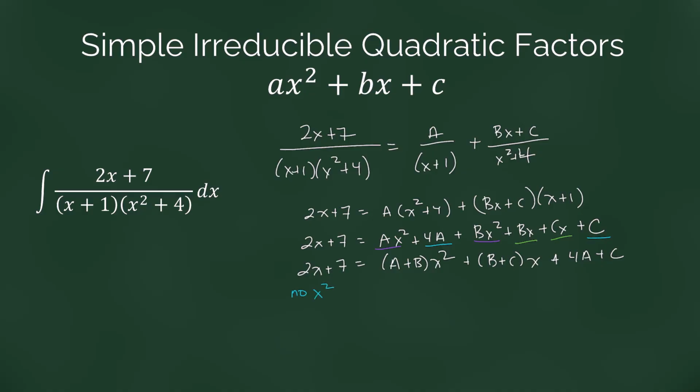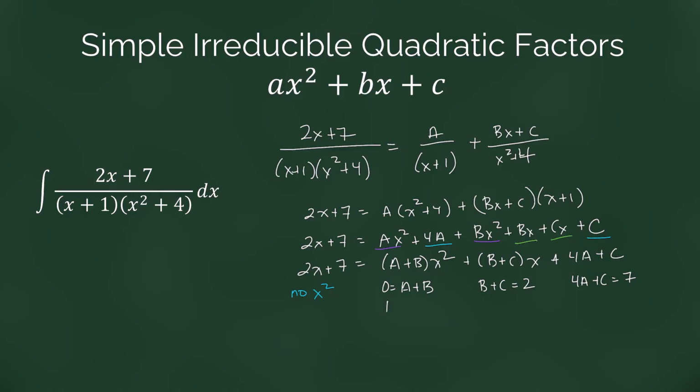We have no x squared on the left-hand side, which tells us then that the coefficient of the x squared term on the right must be equal to 0, so we get that 0 is equal to A plus B. We do have an x term, so that gives us that B plus C has to equal 2, the coefficient of the x term, and then 4A plus C must be our constant, which is 7.